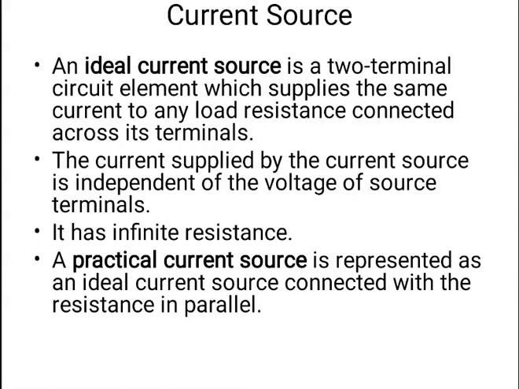But practically, a current source is represented as an ideal source connected with a resistance in parallel. Ideally it is not possible, so in practice, what we do is give a small resistance in parallel to the current source.